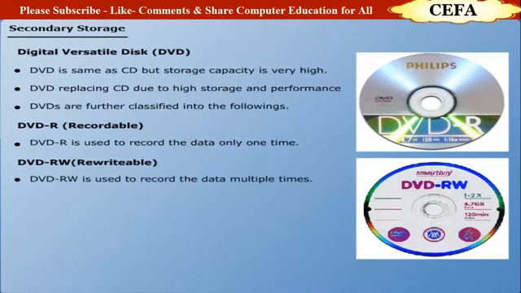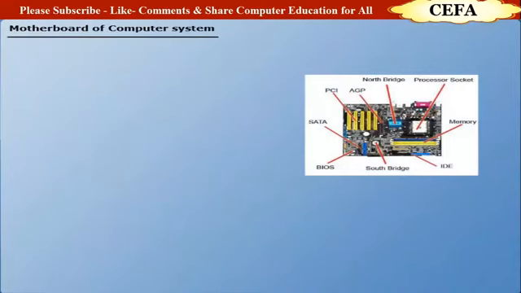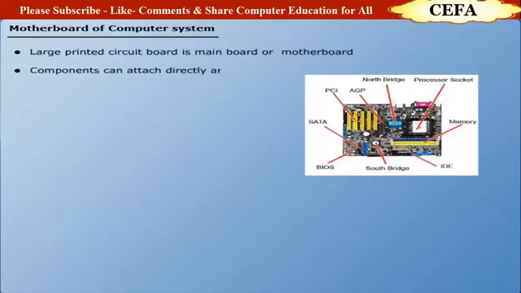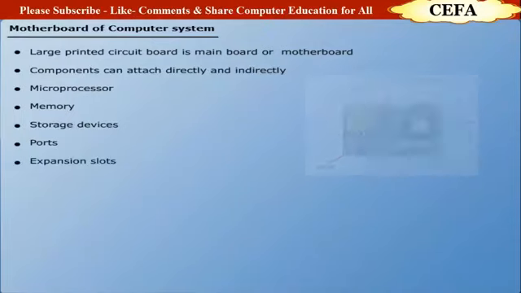DVD-RW, rewritable. DVD-RW is used to record the data multiple times. Previous data can also be erased from it. Motherboard of computer system. The circuit board of the computer is called the motherboard of the computer. All components can be attached directly and indirectly to this board, including microprocessor, memory, storage devices, serial and parallel ports, and expansion slots, etc.